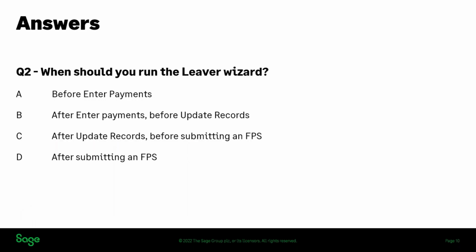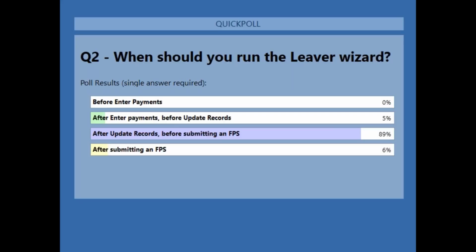Thank you so much. Let us move on to question 2. Let's again reveal the split in answers. We shall share the results for question 2. Again, we have a vast majority on this one, which is: when should you run the leaver wizard? 89% of you answered after update records, but before submitting an FPS. And once again, I will hand back over to Duncan to reveal the answer. Back over to you, Duncan.